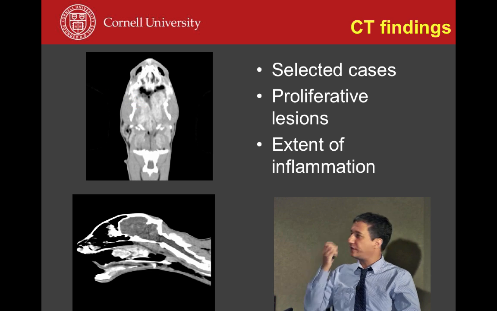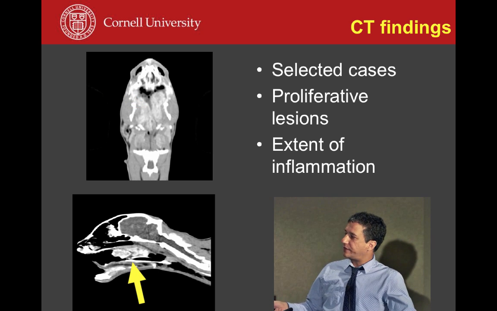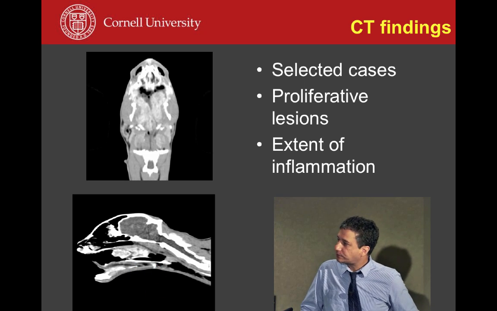This is contrast enhanced CT. And here, just in a sagittal view, it shows the extent of this. This is the endotracheal tube right here. So this inflammation was extending back all the way to the larynx, pretty much.